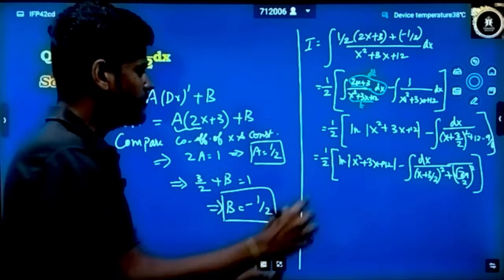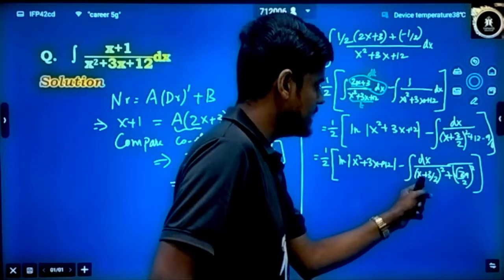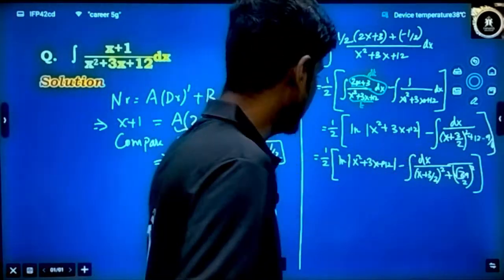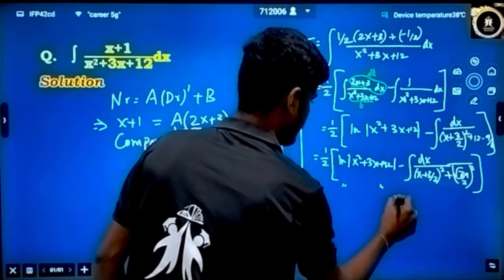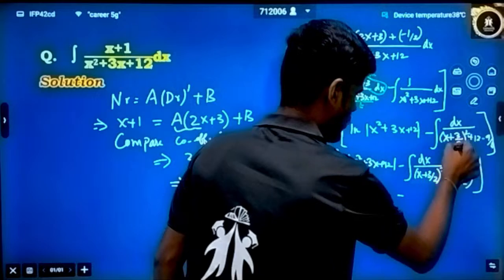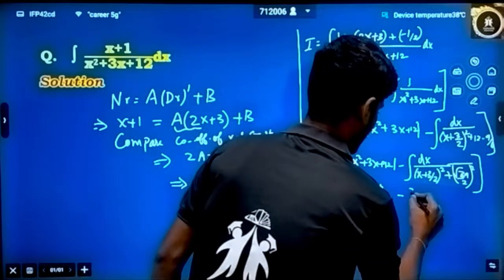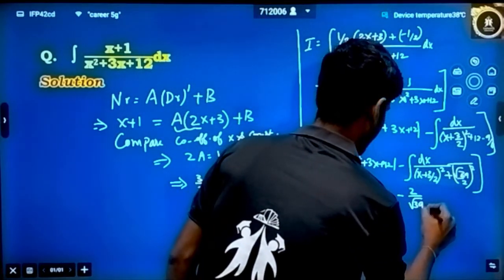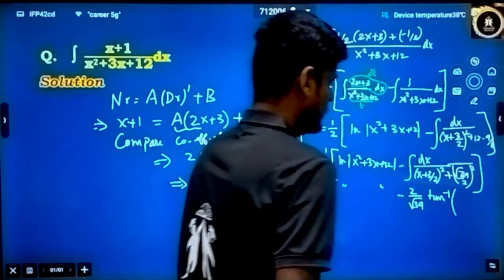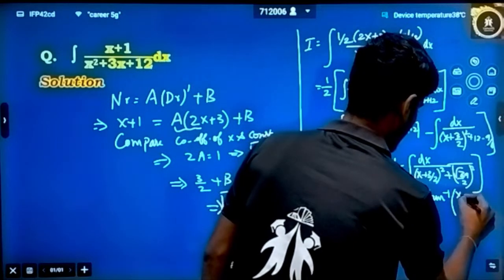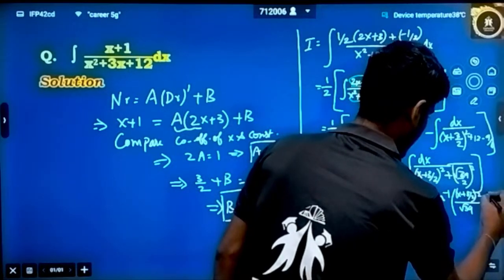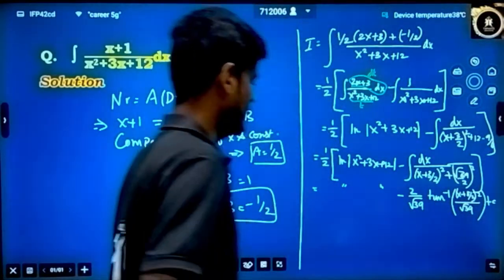Okay. Next, the second integral is of the form dx by x square plus a square. What is the answer for this? 1 by a tan inverse x by a. So the first integral will be as it is, minus, for the second integral we will get 1 by a, that is the reciprocal of this, 2 by root 39 into tan inverse of x by a, that is x plus 3 by 2 divided by root 39 by 2. So it will become into 2 plus constant.